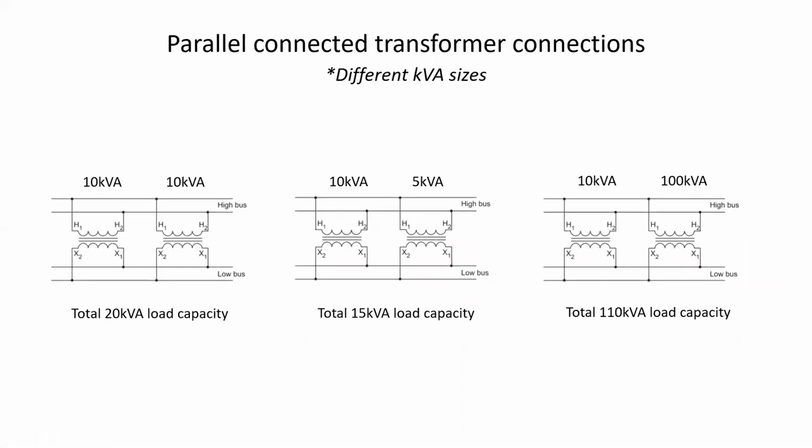What about different kVA sizes? Well, this one here, a 10 and a 10 kVA would give me a total of 20 kVA load capacity. A 10 and a 5 would give me 15 kVA load capacity. And a 10 and a 100 would give me 110 kVA load capacity. So they do not have to be the same kVA rating.